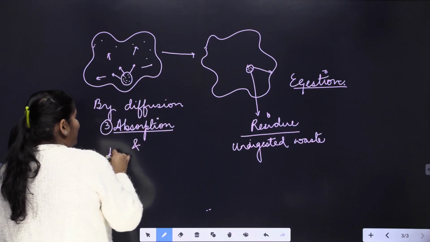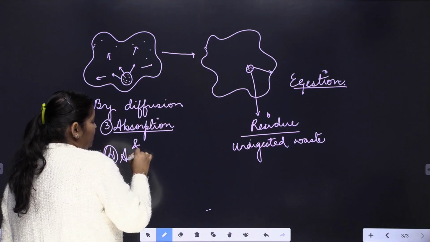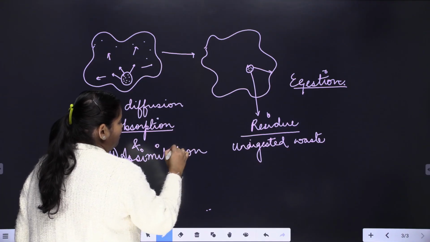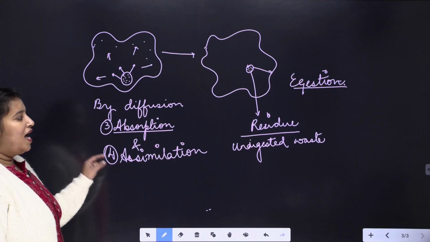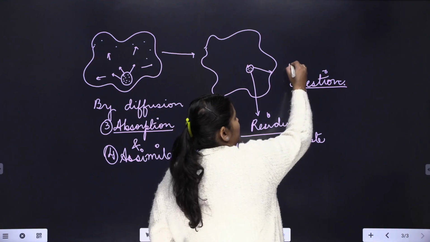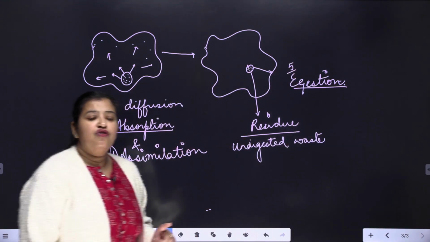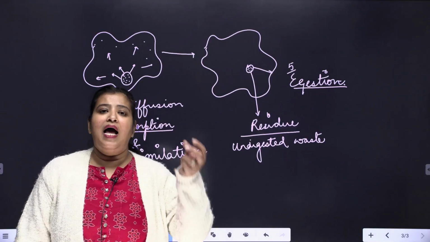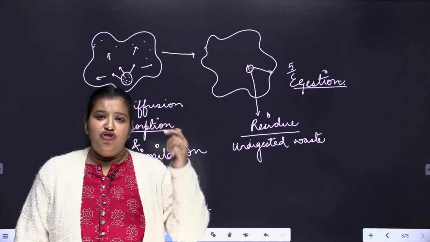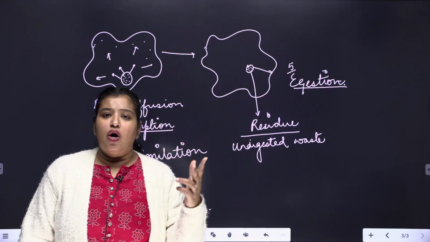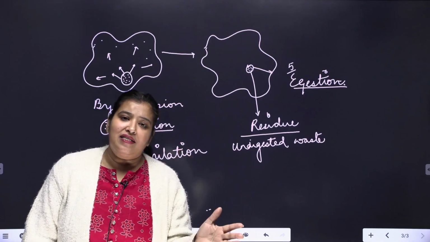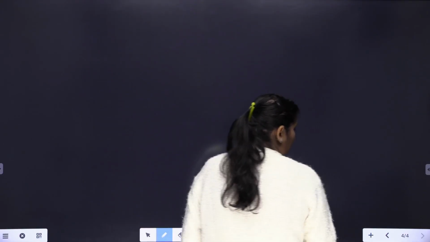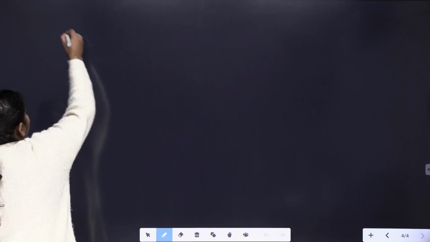So absorption and assimilation in case of unicellular organisms is written at the same step. So these two steps, and then the undigested waste is removed by the process of egestion. So my dear children, please keep in mind that these are the 5 steps of nutrition will happen in the same order: ingestion, digestion, absorption, assimilation, and finally is the egestion. All right. So let us move. This is all about nutrition in amoeba. Let us move to nutrition in human beings.